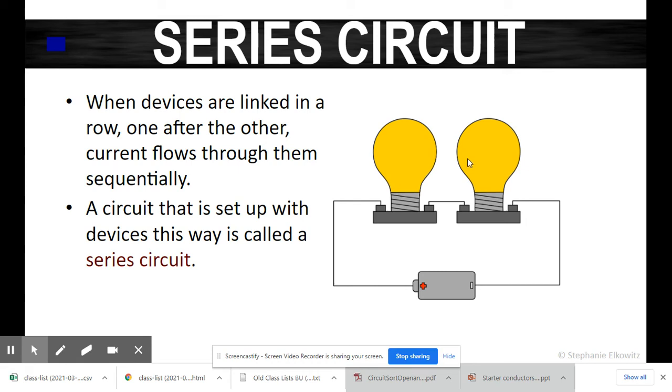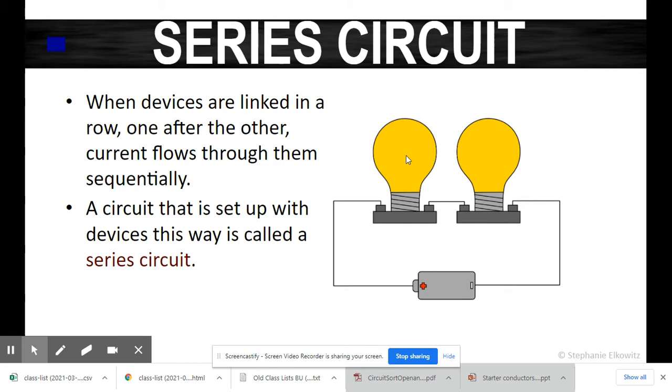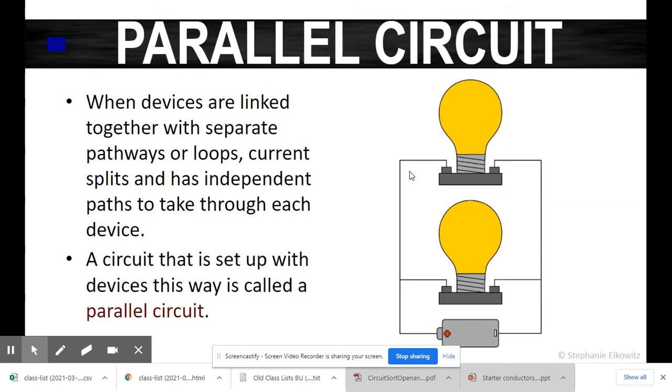So here again, series circuit, when these devices are linked in a row, one after another. So we got a light bulb, right in a row. That electricity flows through them together. A circuit set up with devices like this we call a series circuit. The flow of energy always comes out the positive end of the battery, only one way to go, goes from one light bulb to another, and the wires go to the negative end of the battery. Series circuit, one pathway to go. If one of these bulbs goes out, they all go out.